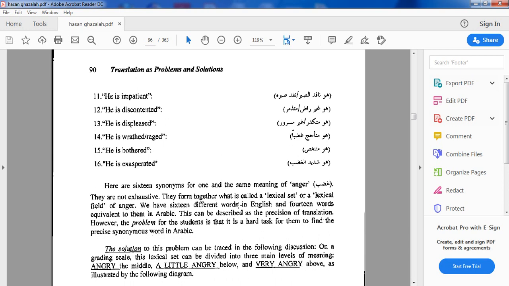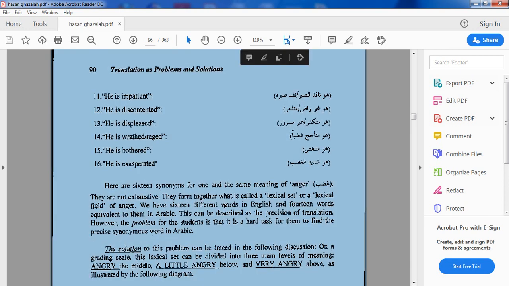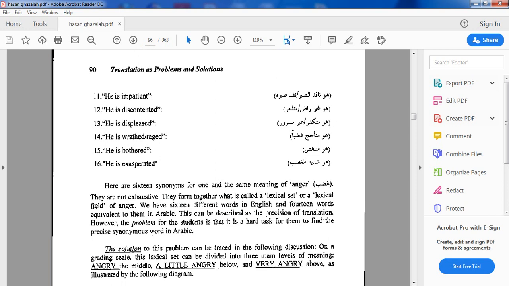So we have 16 different words in English and 14 words equivalent to them in Arabic. You see, 16 different words in English and we have 14 equivalents in Arabic. And actually he says that this is a precision in the translation, precise, دقيق. Okay, what's called precision of translation.